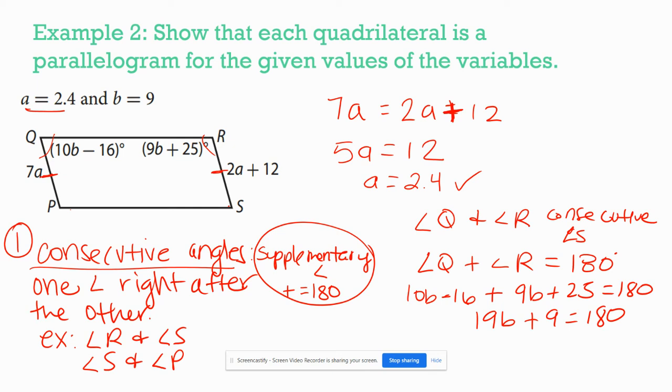I'm going to solve by subtracting 9 on both sides, and I'm going to get 171. Then I'm going to divide 171 by 19, and I get B is 9. I'm checking that with the solutions that they gave me. Now I have shown that A is 2.4 and B is 9.